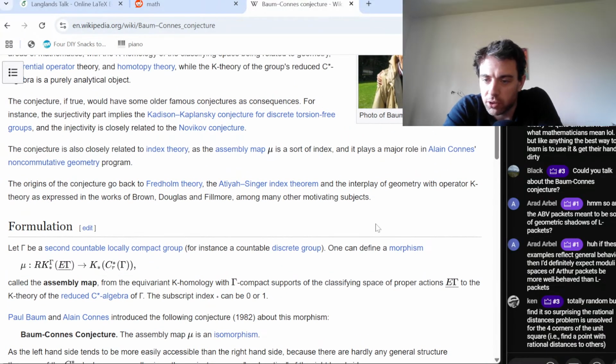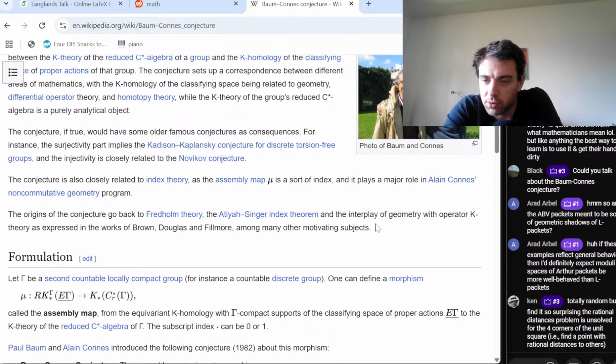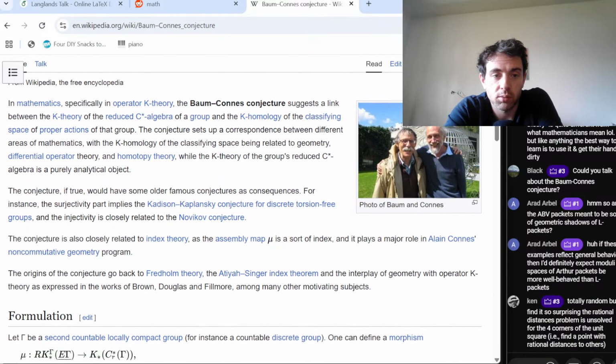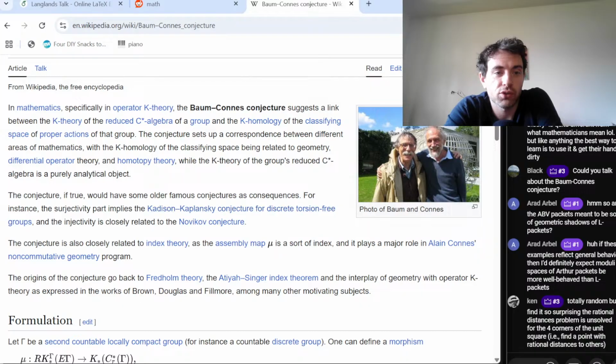Find it totally surprising that the rational distances problem is unsolved for the four corners of the unit square. Huh? That is surprising. But let's look at this first.